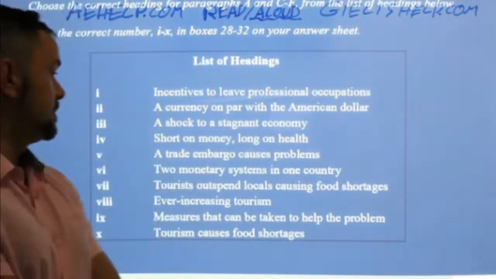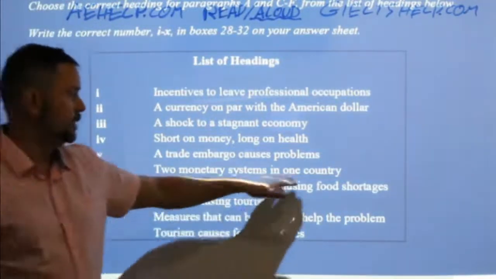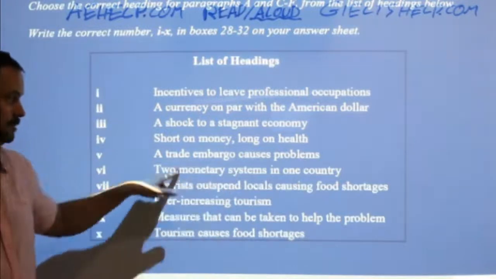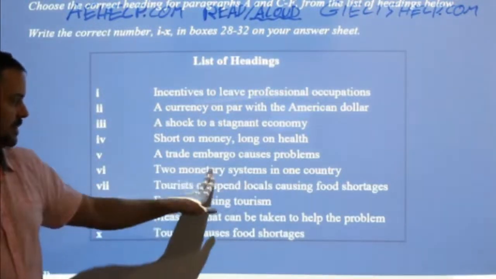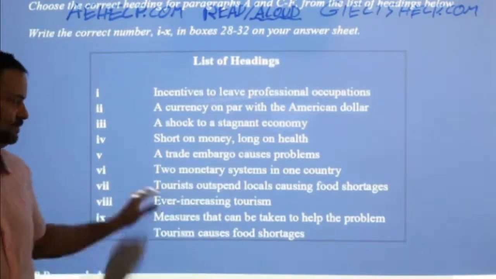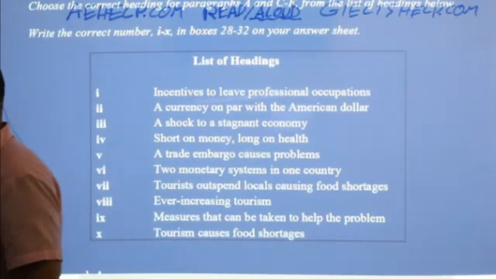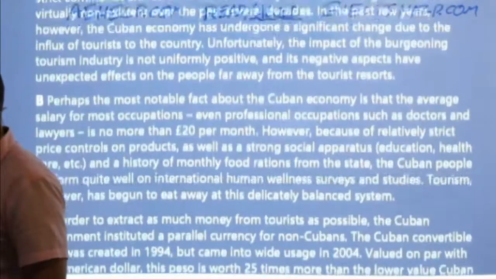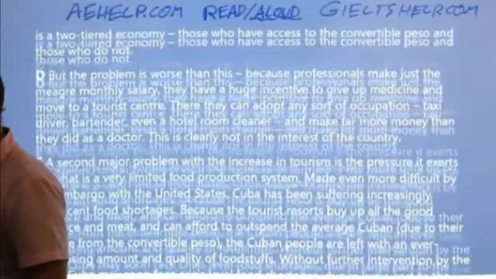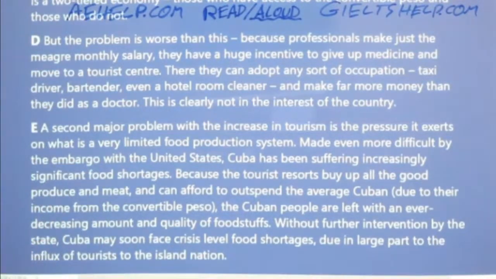Okay, number six is the correct answer. It's two monetary systems in one country. Monetary means money. If you're thinking about this, take out the "tary" and it's money. So two monetary systems in the country. Okay, so the correct answer for that one is number six. Okay, let's keep going. Nice and smooth, just like that, okay?